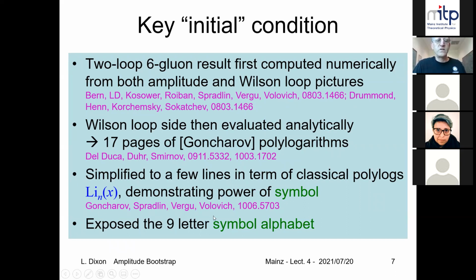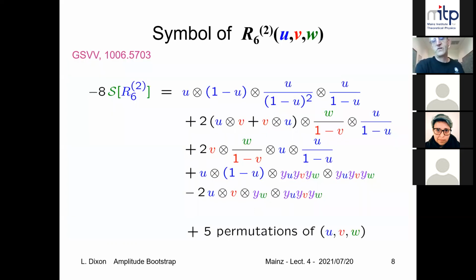And furthermore, this symbol exposed, of course, the symbol alphabet. This work is by Goncharov, Spradlin, Vergu, and Volovich. So the symbol looks like this. And you might notice that, as I was saying, it involves the same letters, U, V, W, 1 minus U, 1 minus V, and 1 minus W, and all permutations are applied here. But in addition, there are 3 more letters, YU, YV, and YW, which we'll get to in a second.